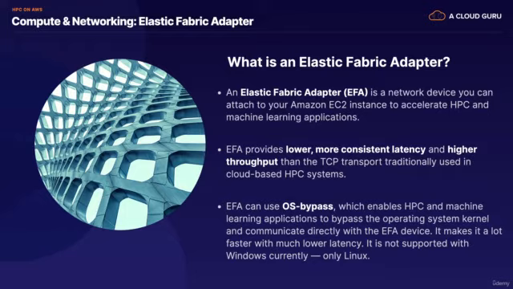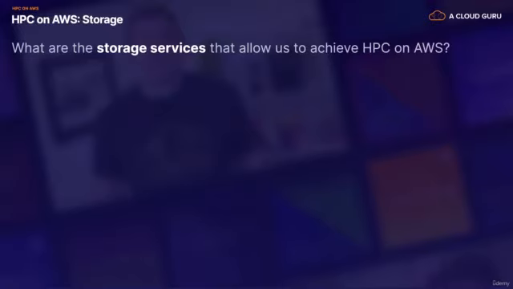It's not supported with Windows currently, it's only supported with Linux. So that's what an Elastic Fabric Adapter is. So now that we've covered off networking, let's look at storage services that can allow us to achieve HPC on AWS. And we've got instance attached storage.